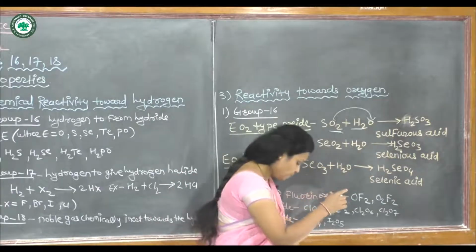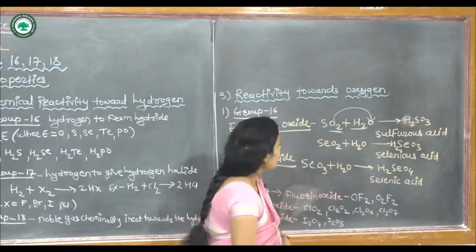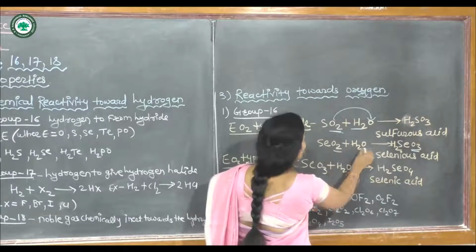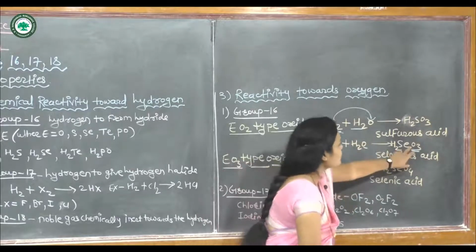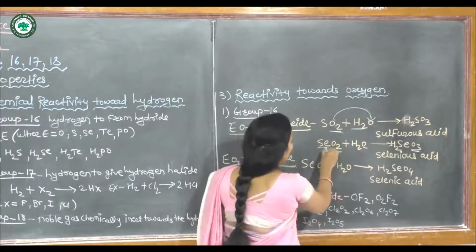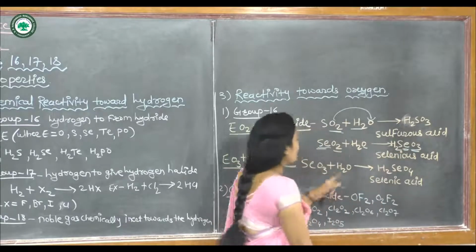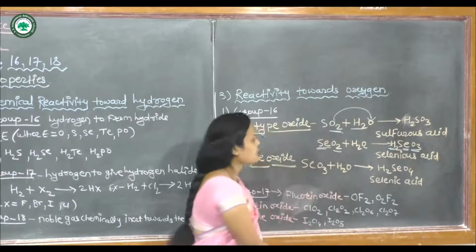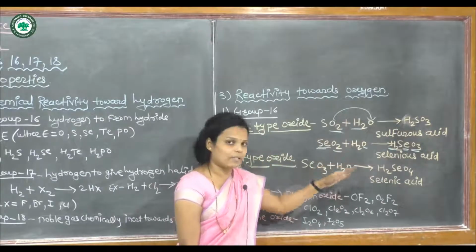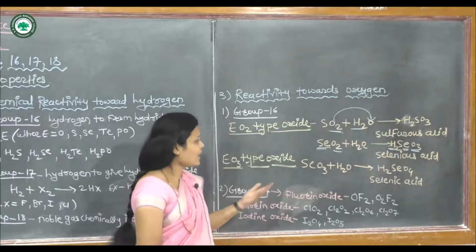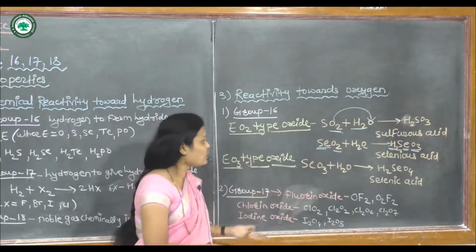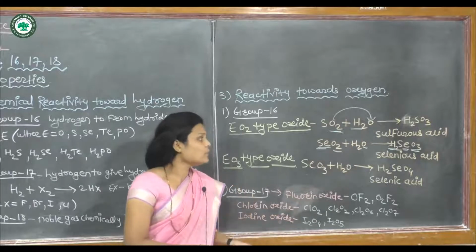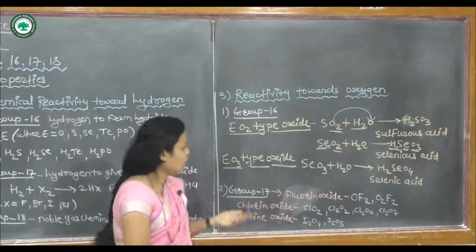In this selenious acid, there are 3 oxygen atoms, 1 selenium atom, and 2 hydrogen atoms, and its name is selenious acid. We can take another example also: polonium dioxide reacts with a water molecule and then forms polonious acid. Okay.